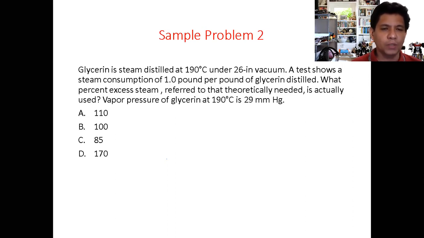By the way, when you say 26-inch vacuum, you're going to subtract this from 1 atmosphere, which in terms of inches is 29.92 inch of mercury. So that would be 3.92 inch of mercury. That's the total pressure. From that, you can calculate the pressure of steam: 3.92 inch of mercury minus 29 millimeter mercury would give you the pressure of steam. And then the number of moles of glycerin is 1 pound over the molar mass of glycerin.